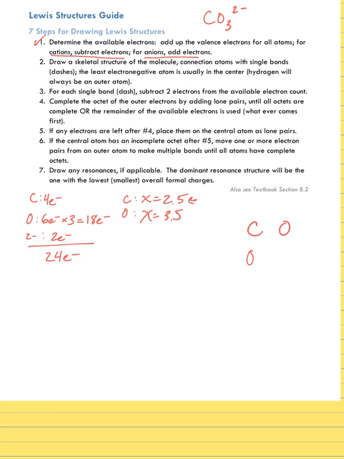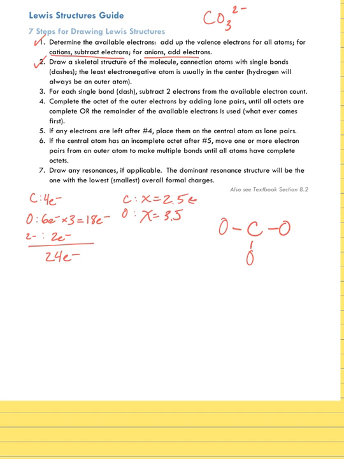And in order for there to be 3 oxygens, we need a minimum of at least one single bond to each oxygen. So this would be the skeletal structure. It's the bare minimum that would represent how these atoms connect together. So that is step 2, done.